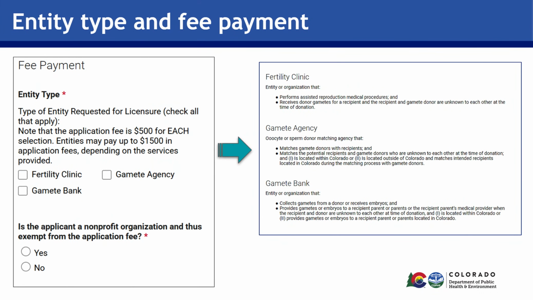After you have entered your entity's name, address, and other general information, you'll need to select your organization's entity type or types. This should have been previously determined when paying your application fee. The fee amount listed on your receipt should match the amount shown on the form after selecting the appropriate entity types for your organization. A fee of $500 is required for each category selected on the application.